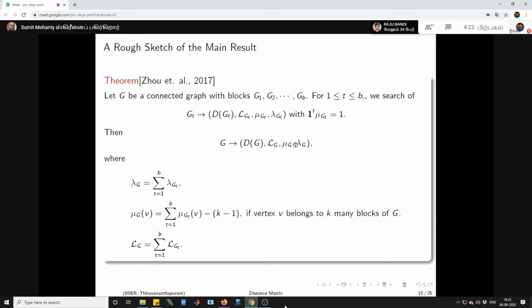Let us see this. This lambda mu G is a column vector of size the number of vertices in G, so it is indexed by the vertices. For each vertex it is like this. Take any vertex in the graph G: it is either a cut vertex or not a cut vertex. If it is not a cut vertex, it belongs to only one block. In that case, the number of blocks it is contained in is 1. I will explain it in an example, which will be much simpler.